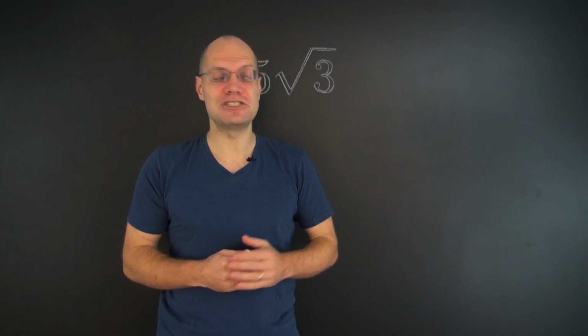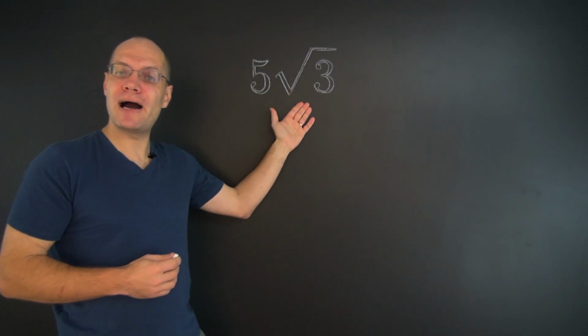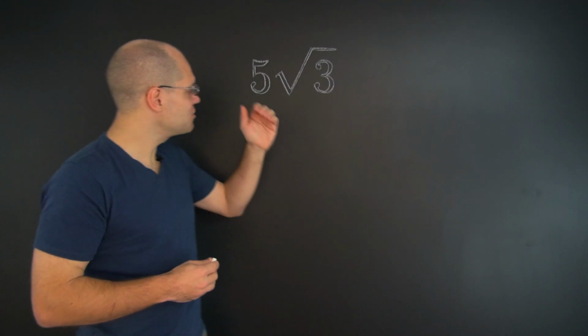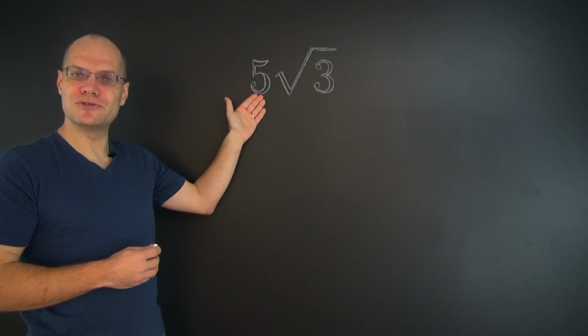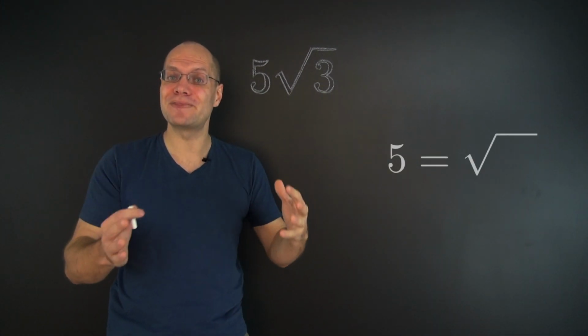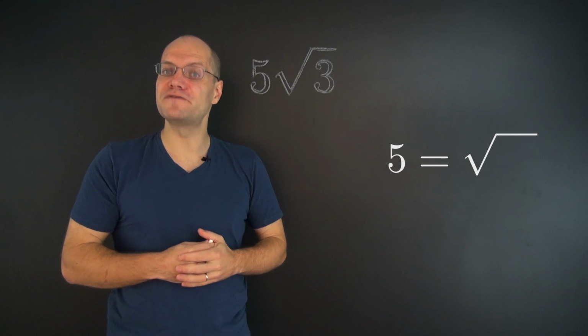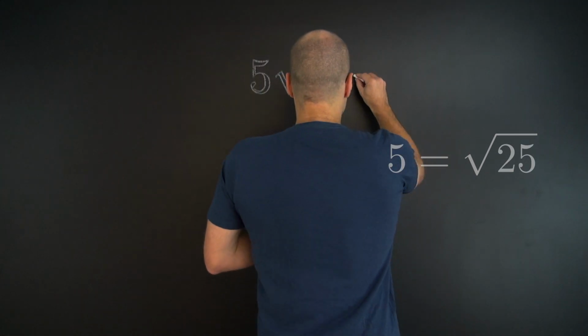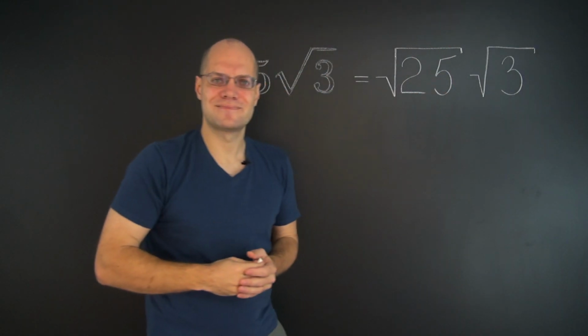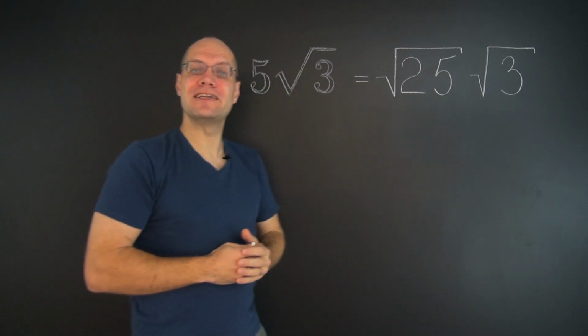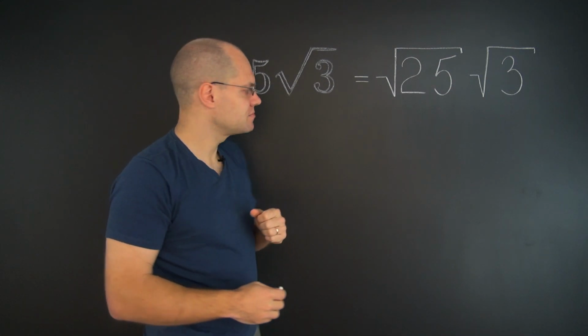Now let's turn our attention to the task at hand of combining all terms under the square root. For that, you need to think of the number outside the square root as the square root of something in its own right. And 5, of course, is the square root of 25. And now that we're multiplying two square roots together, we can combine their arguments.